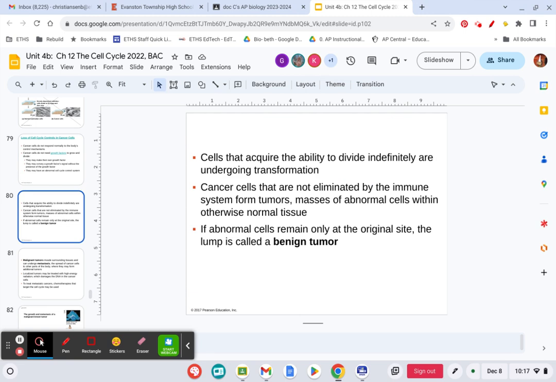Cells that acquire the ability to divide indefinitely are undergoing transformation. Cancer cells that are not eliminated by the immune system will form things called tumors, which is basically just a big ball of cells that don't really have a specific function. They're abnormal. All of them are descended from that first cell, and they don't really have normal function in the body.